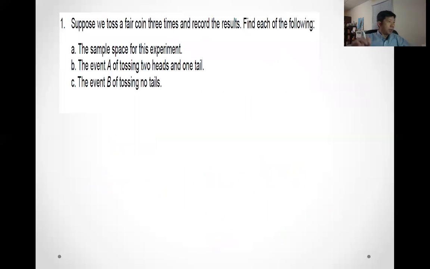Next, suppose we are tossing a fair coin 3 times and recording the result. Find each of the following: the sample space for the experiment, the event A of tossing 2 heads and 1 tail, and the event B of tossing no tail. So first of all, we have to find the sample space for this. Because we toss how many times? We toss 3 times.